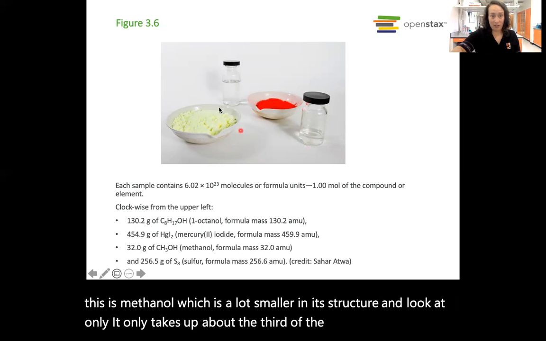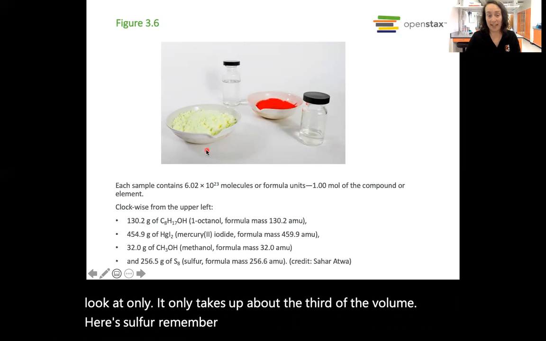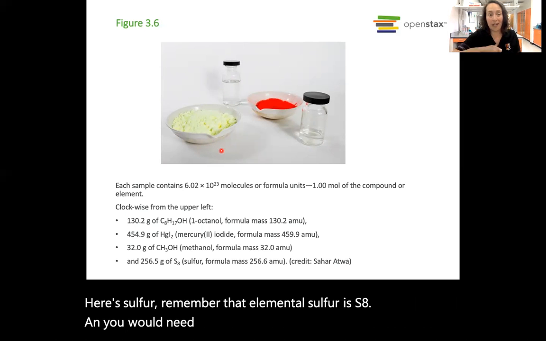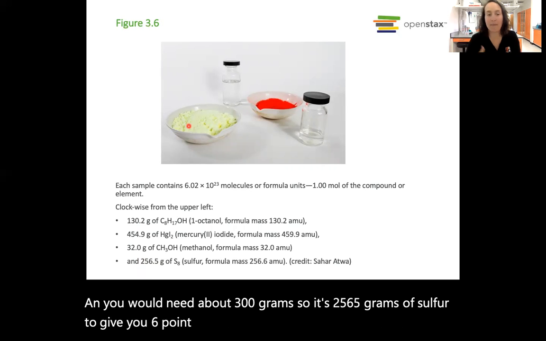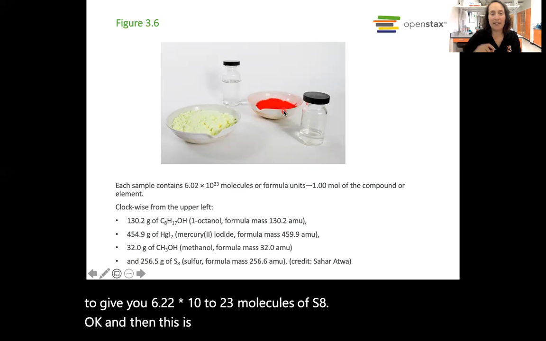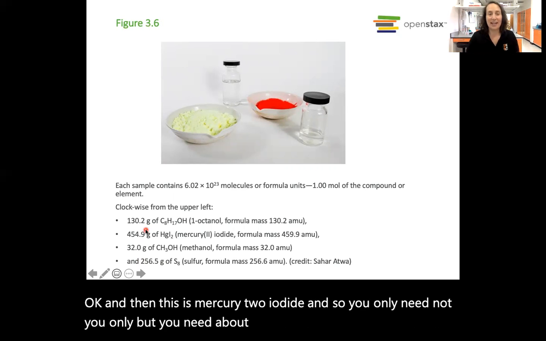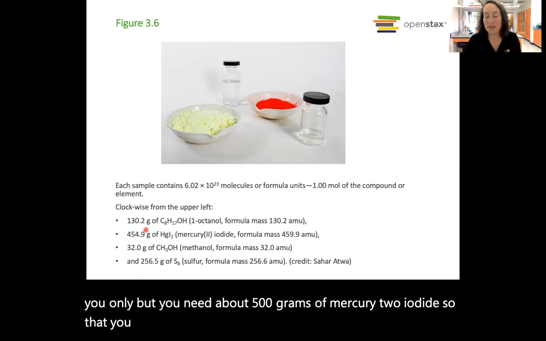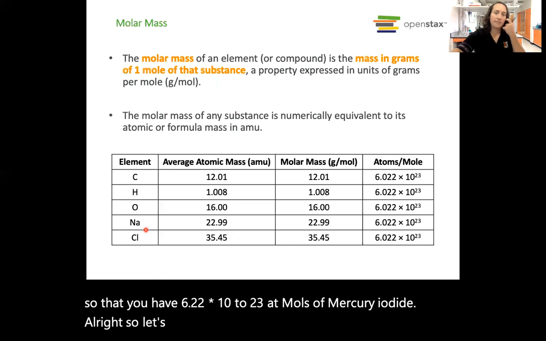Here's sulfur. Remember that elemental sulfur is S8, and you need 256.5 grams of sulfur to give you 6.022 times 10 to the 23 molecules of S8. And then this is mercury II iodide, and you need about 500 grams of mercury II iodide to have 6.022 times 10 to the 23 molecules of mercury iodide. All right, so let's look at some problems.